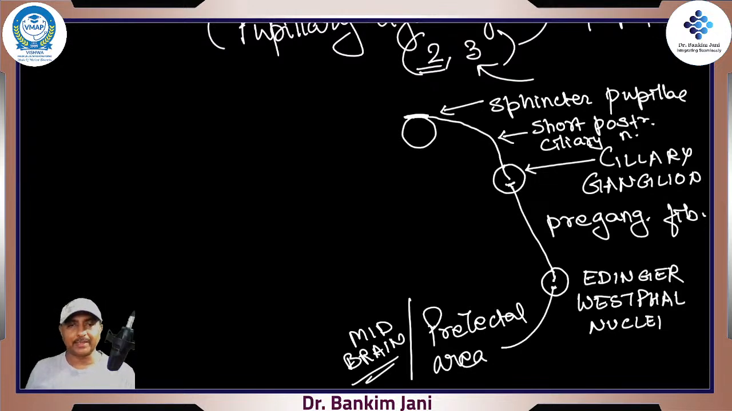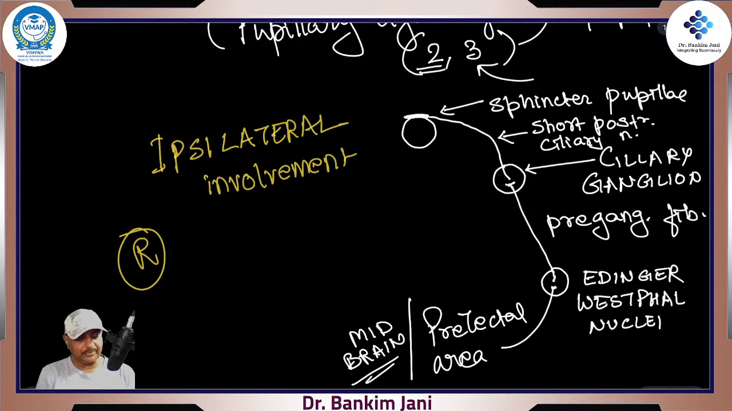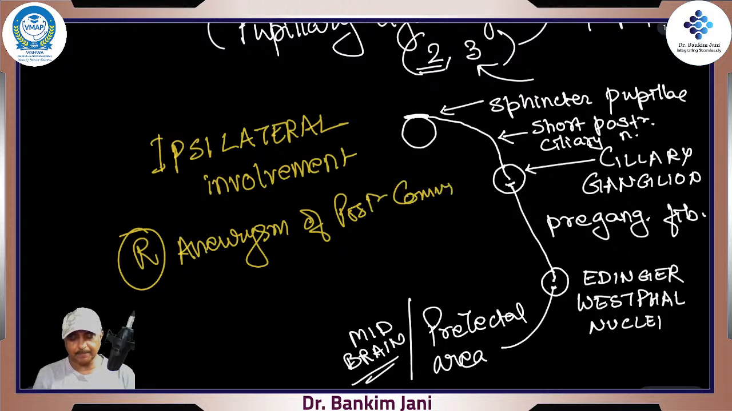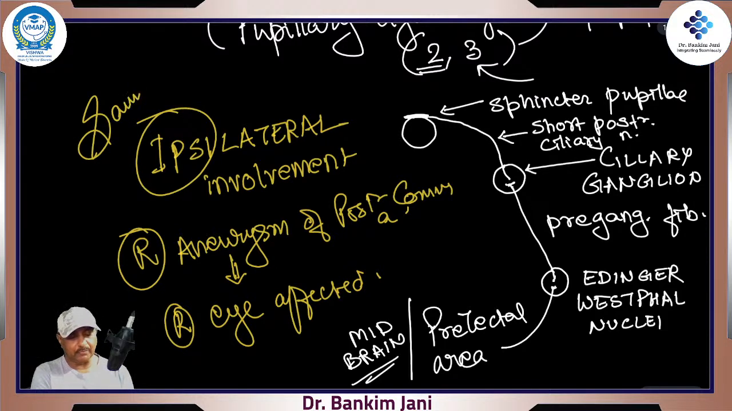When this pathway is affected, we say that there would be, now one more word, ipsilateral involvement. That means that if there is a right-sided aneurysm of the posterior communicating artery, right? So the right eye would be affected. Ipsi means same side, same side.